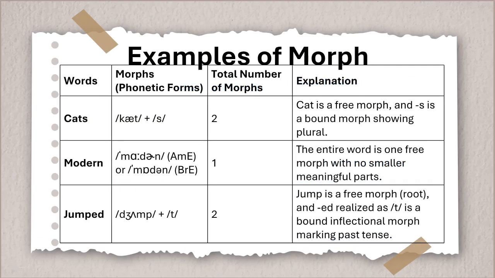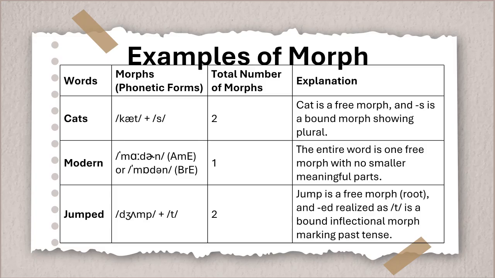Now, let's look at some examples to understand how morphs actually appear in words. In the first example, we have cats. It consists of two morphs, cat and s. Cat is a free morph because it can stand alone as a word, while s is a bound morph, showing the plural form. Next, take the word modern. This one has only one morph, because it cannot be broken down into smaller meaningful parts. The entire word itself is a free morph carrying one complete meaning.